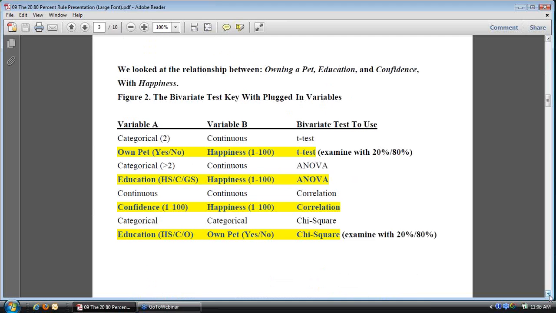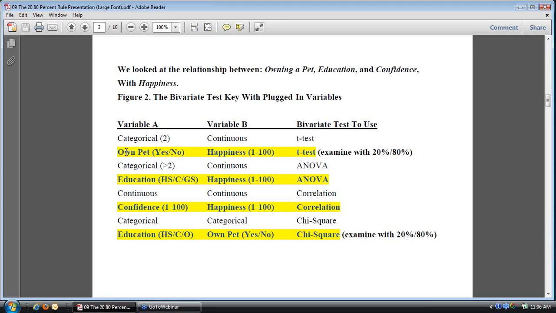The next thing we did was plug our variables of interest into the bivariate test key to see what test we would use to figure out some relationships. Our dependent variable, the variable we wanted to explain, was happiness. We wanted to know what's related to happiness. Is owning a pet related to happiness? Is education related to happiness? Is confidence related to happiness? To answer these questions, we needed to plug them into the bivariate test key.